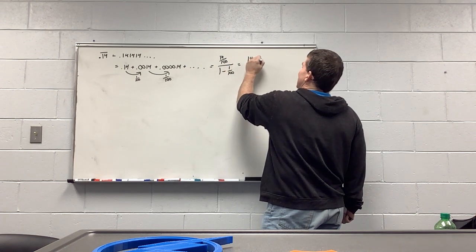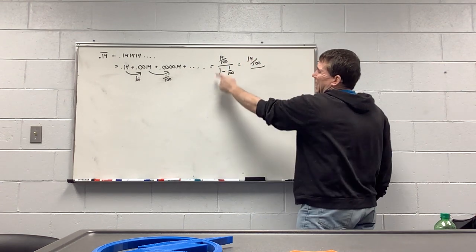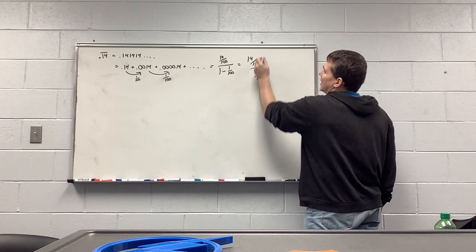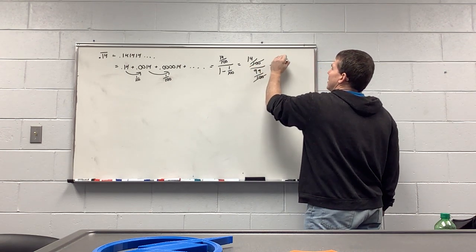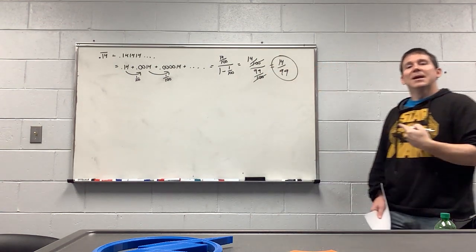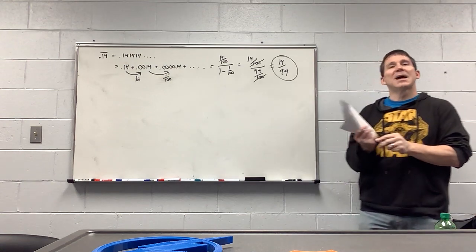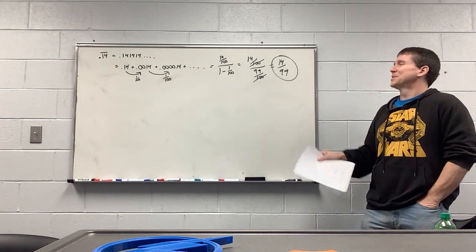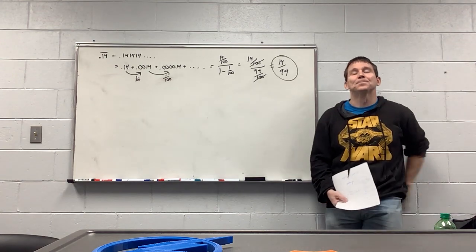Then I get 14 over 100. That's 100 over 100 minus 1 over 100. That's 99 over 100. The two 100s cancel. And I get 14 over 99. And there's the decimal representation of that repeating fraction. There's the fractional representation of that repeating decimal.